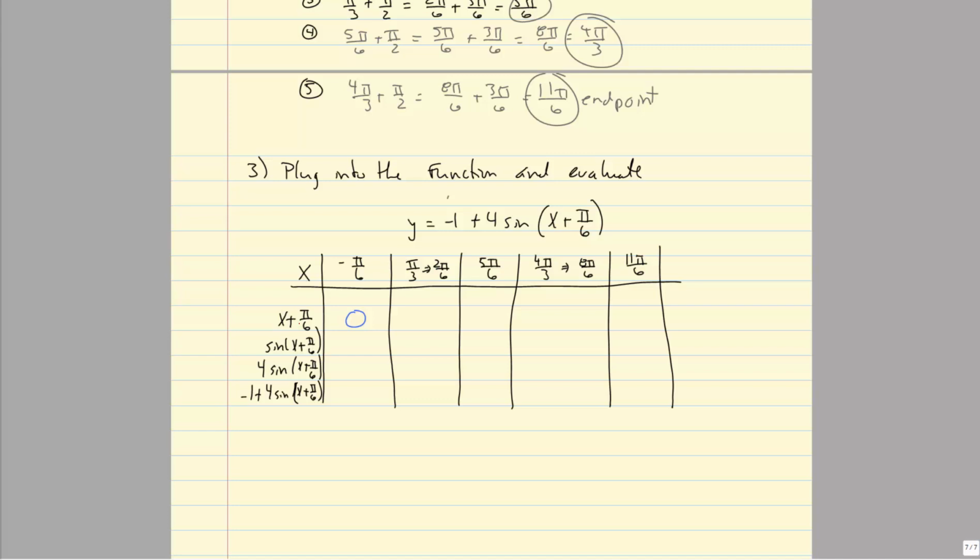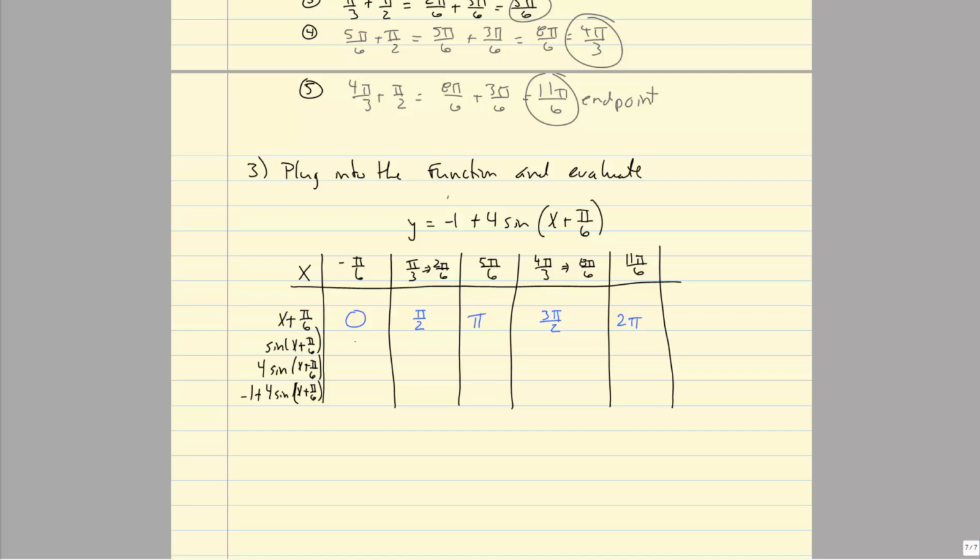2 pi over 6 plus pi over 6 is 3 pi over 6, which reduces to pi over 2. 5 pi over 6 plus pi over 6 is 6 pi over 6, or pi. 8 pi over 6 plus pi over 6 is 9 pi over 6, which is 3 pi over 2. 11 pi over 6 plus pi over 6 is 12 pi over 6, which is 2 pi. Now I want to take the sine of x plus pi over 6.